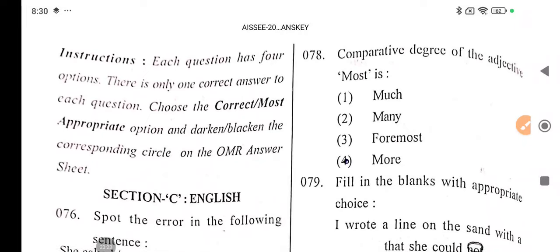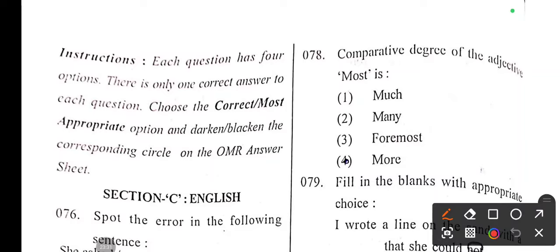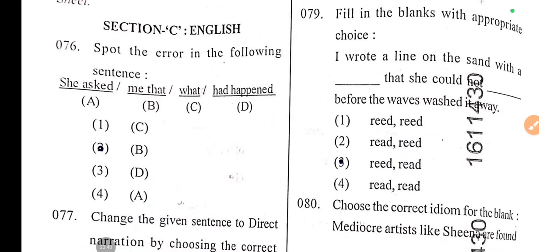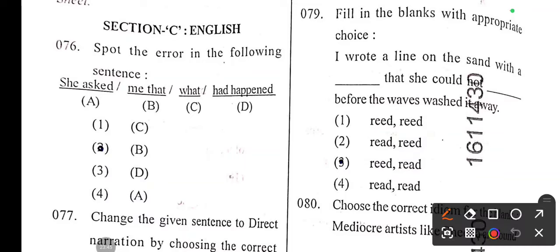Question 78. Comparative degree of the adjective most is. Option 4, more. 79. Fill in the blanks with appropriate choice. I wrote a line on the sand with a dash that she could not dash before the waves washed it away. Answer option 3, read.